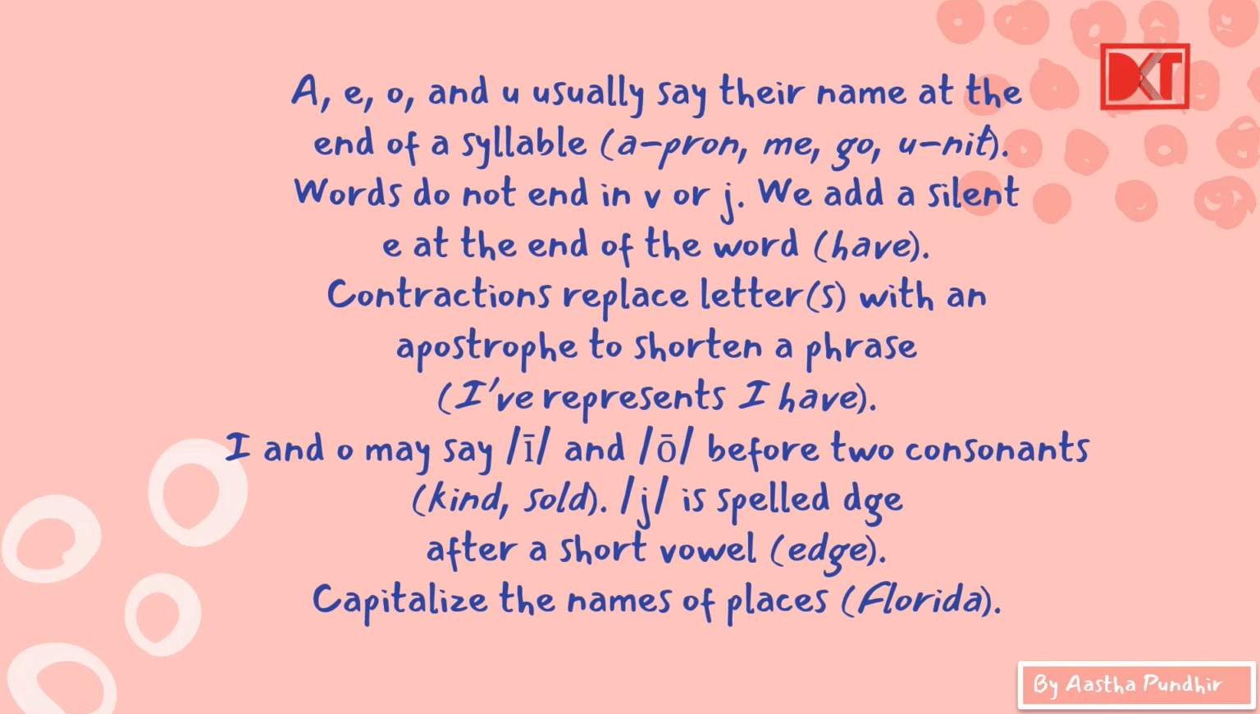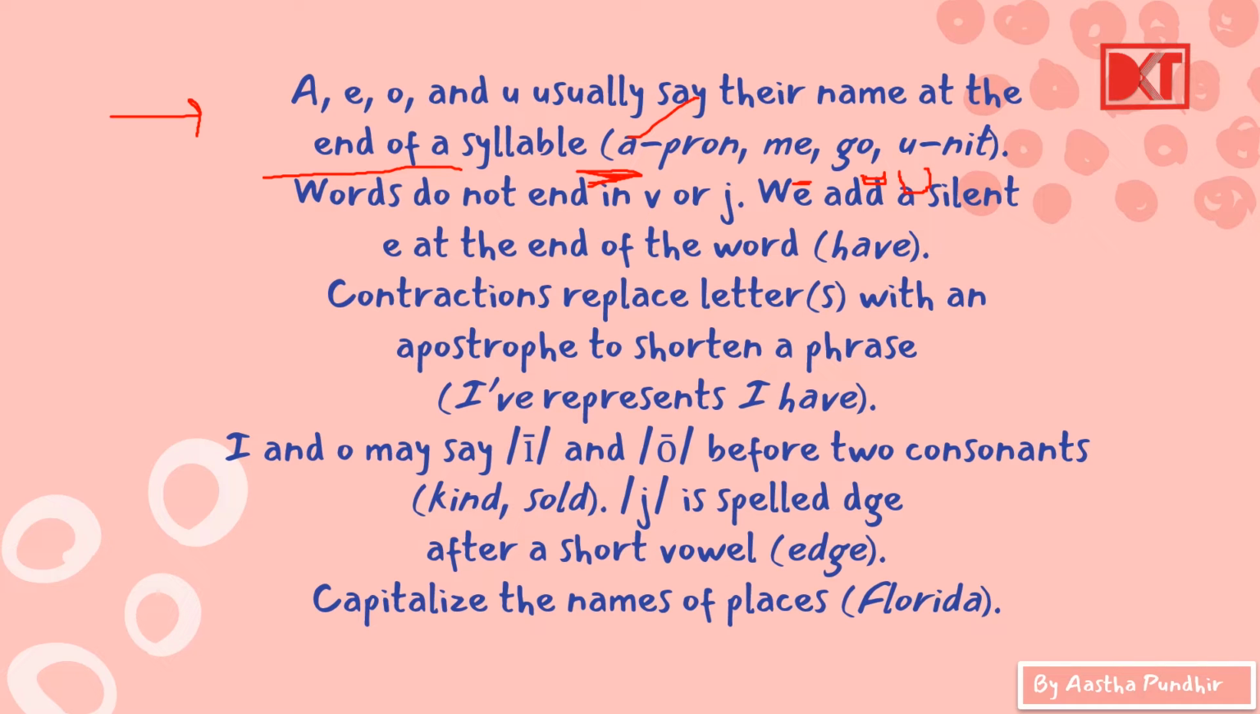Alright, a few more rules. Now A, E, O and U usually say their name at the end of a syllable, like apron. We're starting with apron, not apron. It's apron. So A का नाम क्या is A itself, so apron. Here me, E at the end. Here again O, you see go. So the complete name of O. Then unit. So here U.